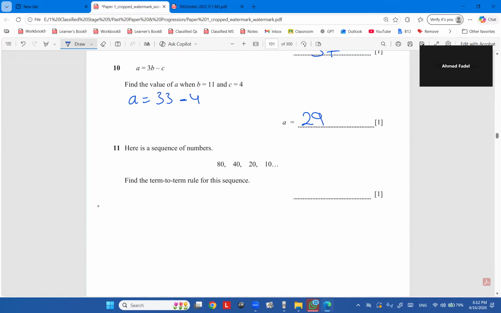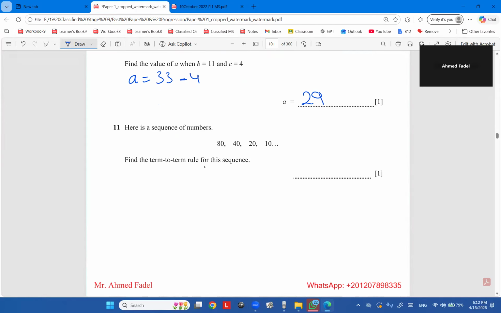Here is a sequence of numbers. Find the term-to-term rule for this sequence. Well, if you noticed over here, they're not requesting from you the nth term. They are not requesting the nth term. So what are they requesting? So don't go and say, oh, mister, it is n squared minus. No, they're not requesting this. They're requesting the term-to-term rule. What is happening from this term to the other term to the other term? So it is divide by 2. We're dividing it by 2.